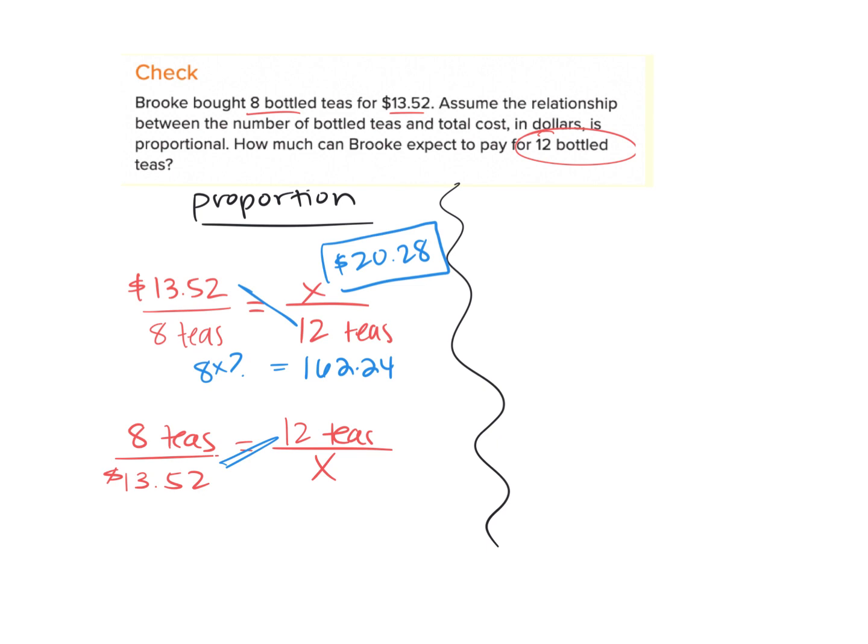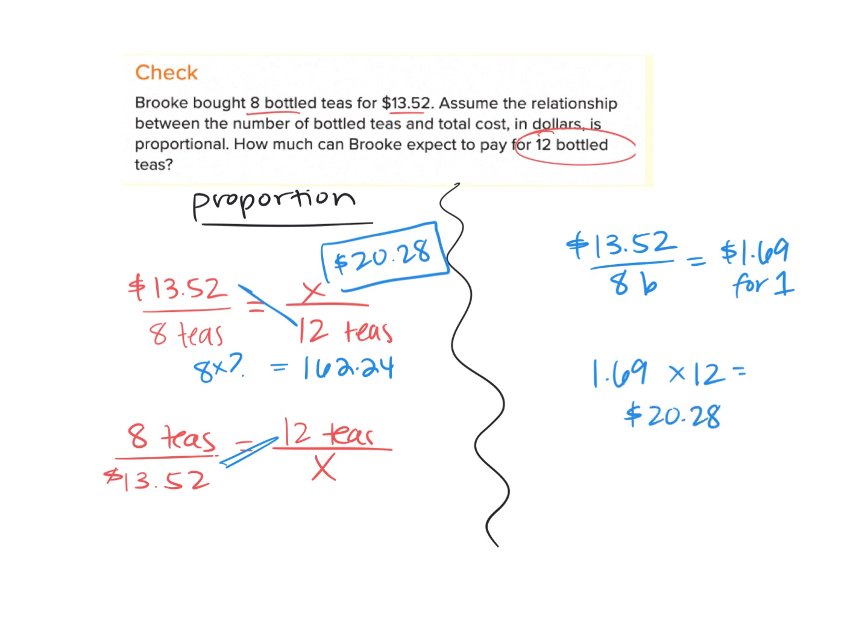Another way you could solve it is I could say, oh, it's $13.52 for 8 bottles. So maybe I'll divide it out for 1. So if I divide that out, I end up with $1.69. That's for 1. So if I want 12, I'm going to do $1.69 times 12. And I end up with $20.28.